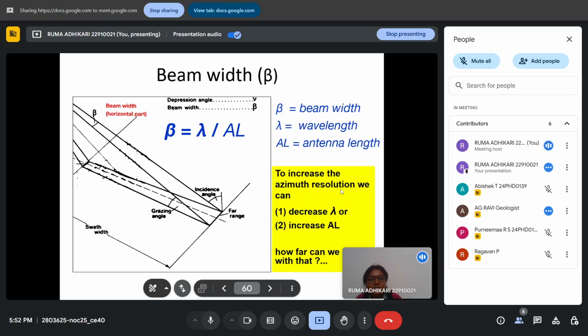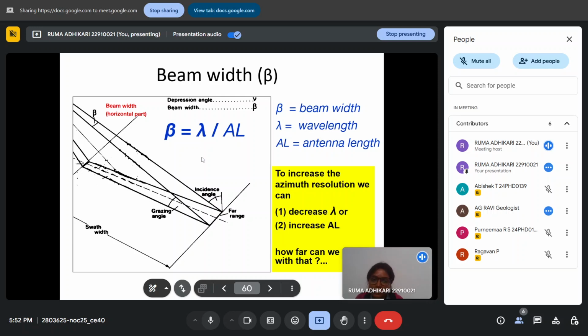So to increase the azimuth resolution, we can decrease this lambda. Okay, we have two options. Or increase antenna length. This is the azimuth resolution, to increase this part along track, this direction, not the cross, along the path. So from the equation, either we have to decrease this wavelength or increase this antenna length.